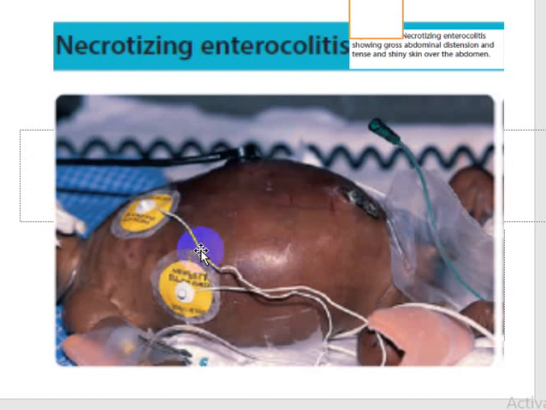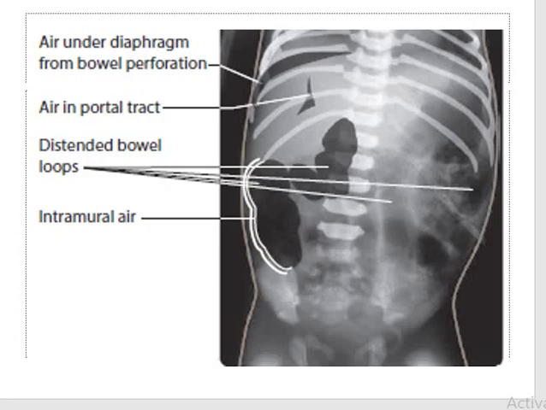You can see this is a huge abdominal distension, is gross and very clear, and the skin is tense and shiny. The veins under the skin are very clear, and there is a characteristic feature of the X-ray of the abdomen. This is air under diaphragm from bowel perforation. This is air in portal tract, and this is dilated bowel all over the abdomen, and sometimes intramural air.